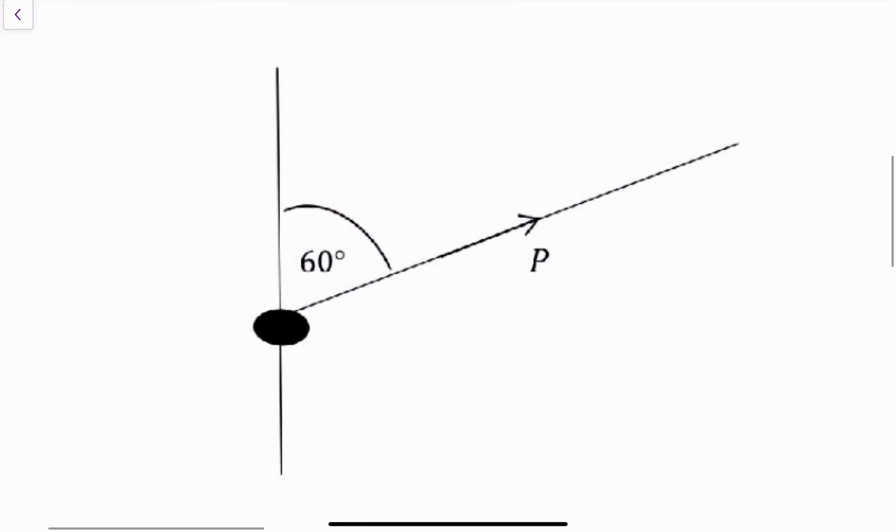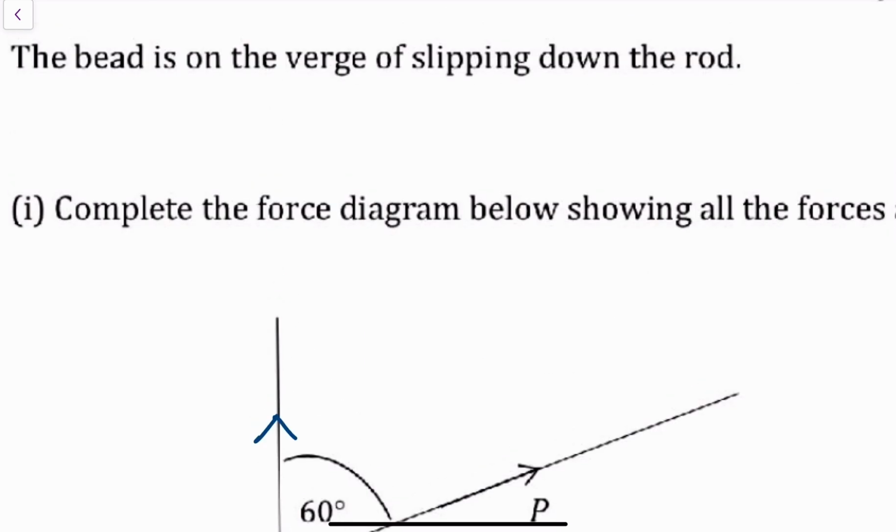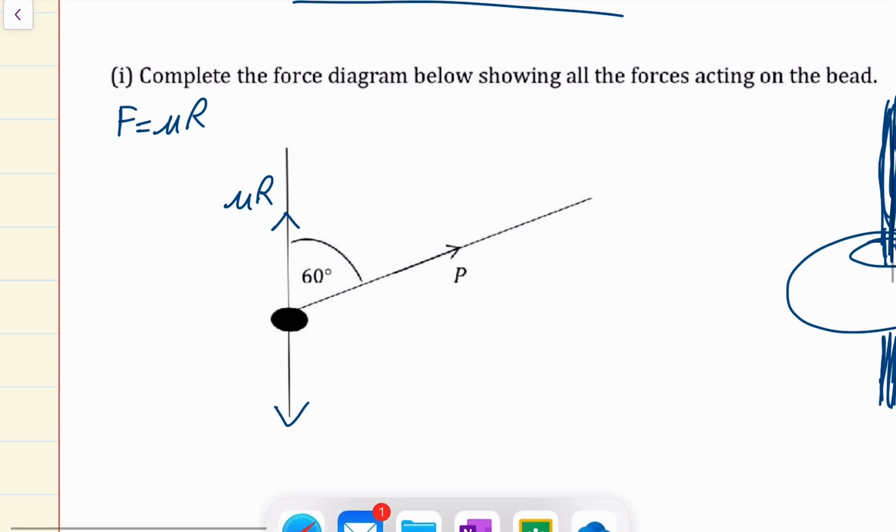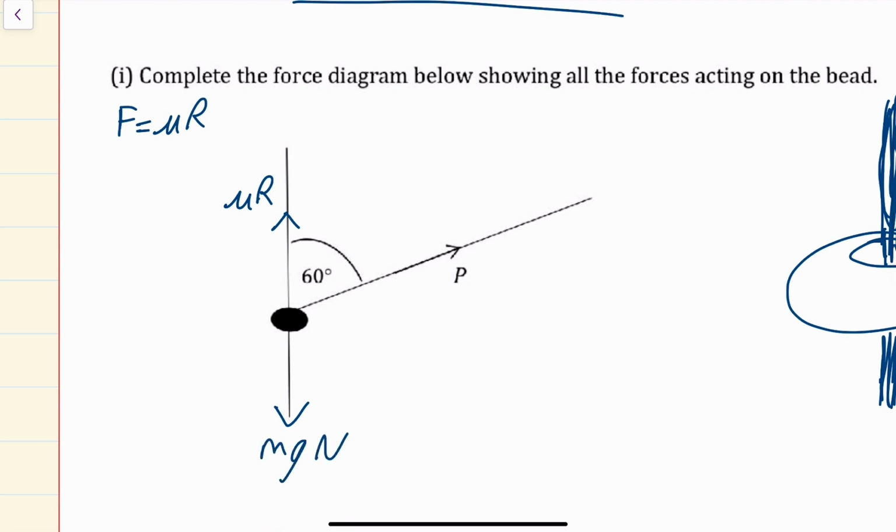So that means the friction is going to be acting up this way. It says in the question it's on the verge of slipping, which means friction F is equal to μR. So I'm just going to mark that going upwards, as friction moves upwards to prevent the motion downwards. We also have the mg, the weight of the bead, and also the normal reaction, which is going to be perpendicular, at right angles to the vertical rod. So that's why it's going here. So that's everything you've got.